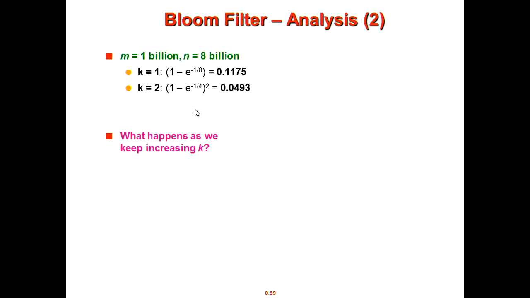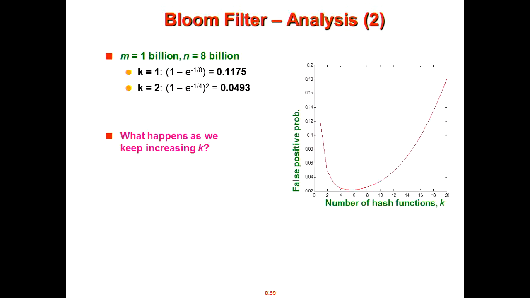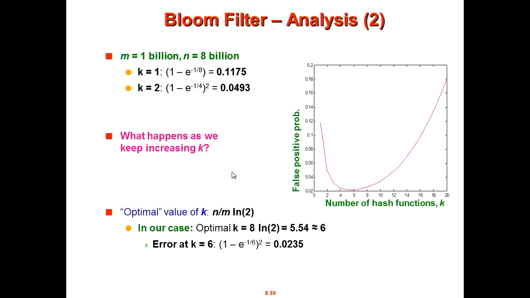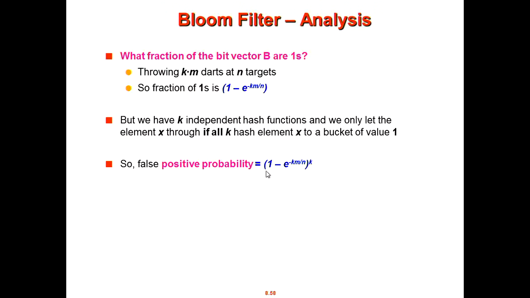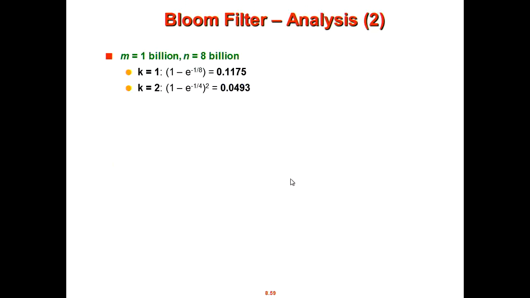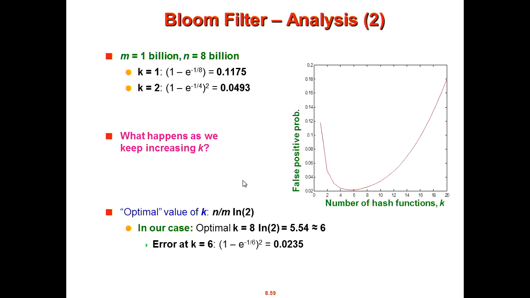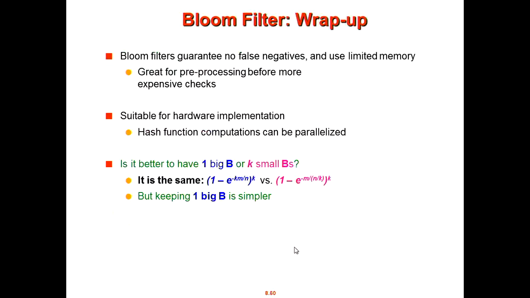But it does not mean that we always need to use a larger k, because if we keep increasing the value of k, the probability of false positive increases as well. So the smallest value is achieved around 6, according to this equation. Based on this equation, you can compute the optimal k for the smallest false positive probability. So in our example, roughly it is 6, and we can achieve about 2% for the false positive probability.